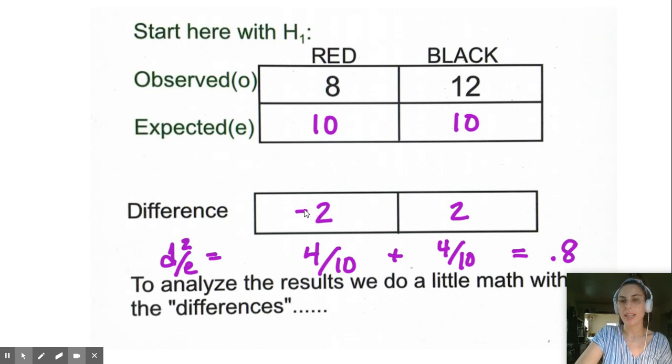So I'm taking -2 squared, that gives me 4, over the expected result, which was 10. Simple math, that's 0.4. Then again, I take my difference squared, 2 squared is 4, over my expected result, which was 10, and I get 0.4 more, for a total of 0.8. So I've added up my 2 differences squared over my expected results.